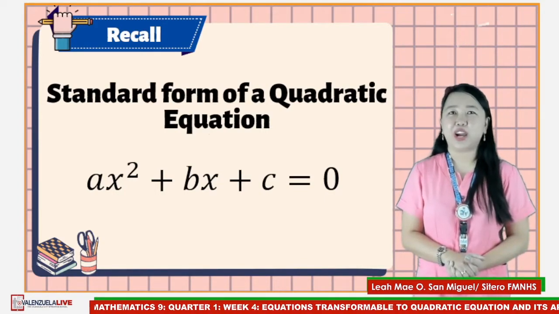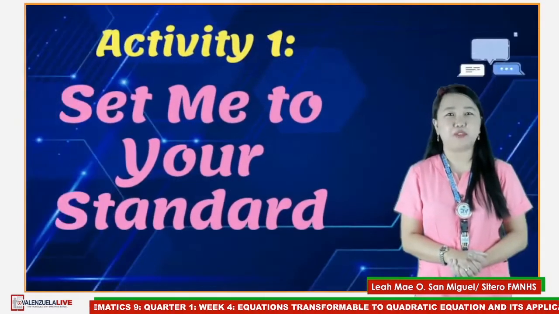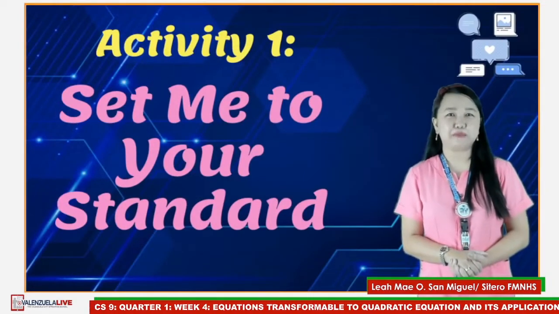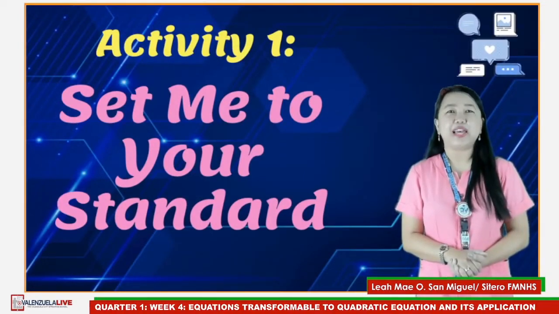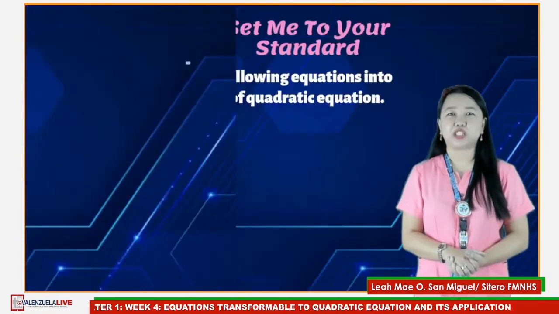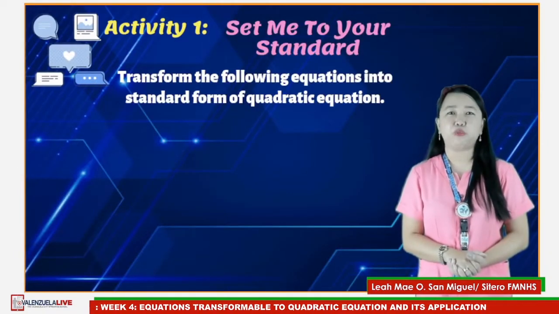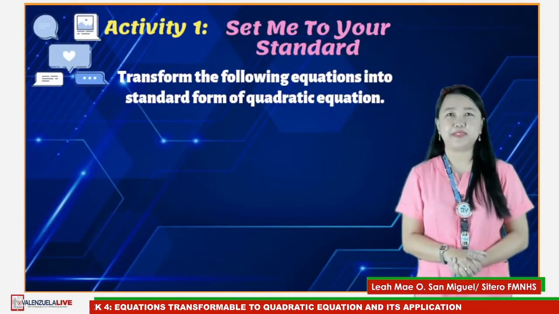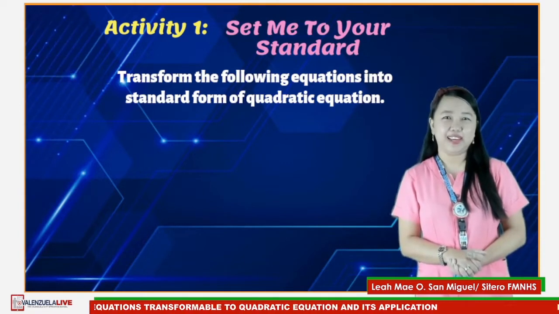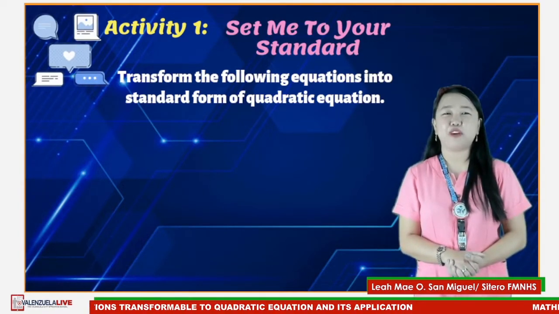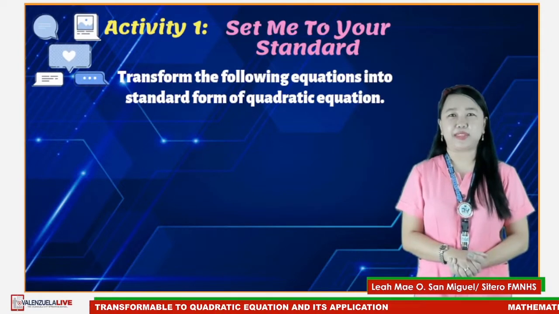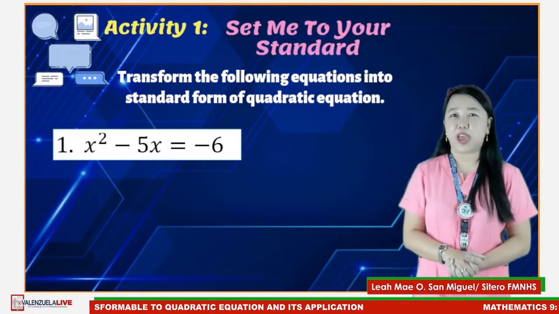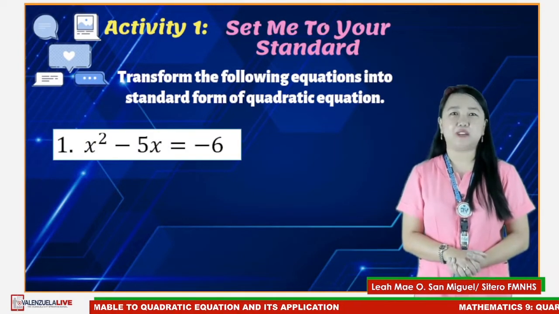Now, let us start the new lesson with this activity entitled Set Me to Your Standard. Transform the following equations into standard form of quadratic equation. Are you ready? Great! Let's have our first equation. x squared minus 5x is equal to negative 6.